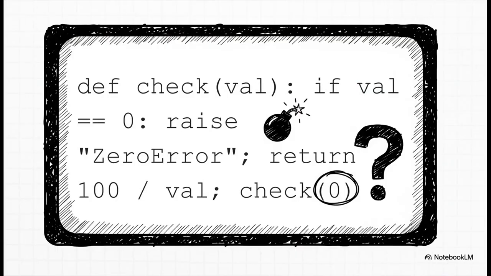So let's break it down. We've got a function, check, that takes in a value. If that value is 0, it tries to raise the string "0 error". If it's not 0, it just returns 100 divided by the value. And then we call it with check of 0. What do you think? Take a second.